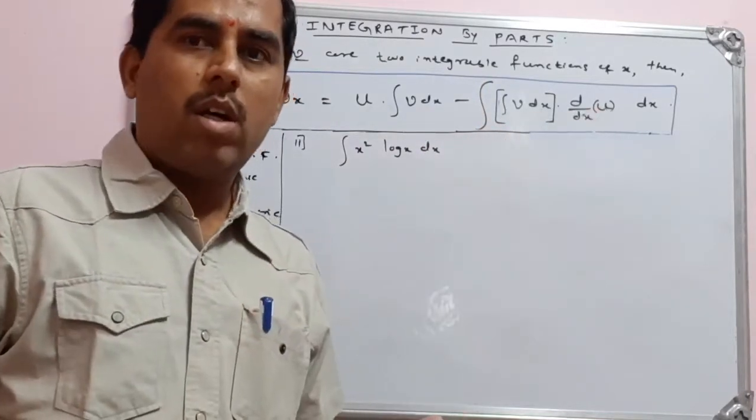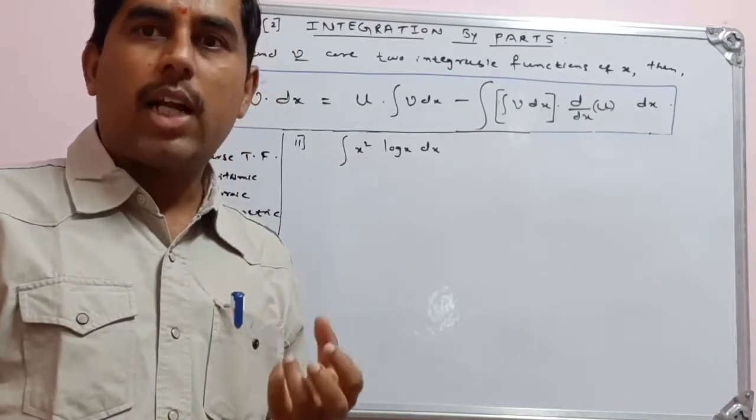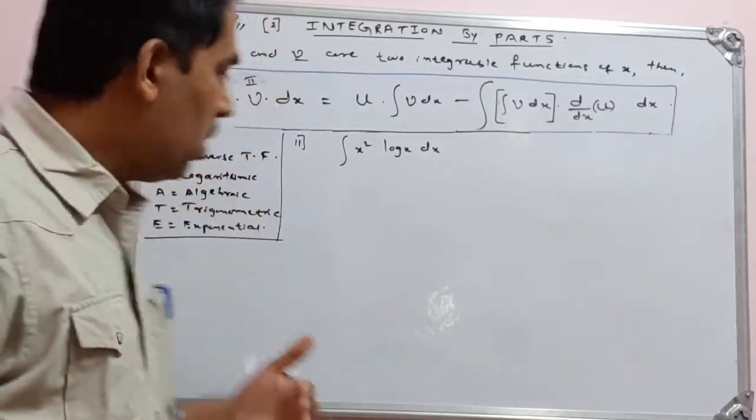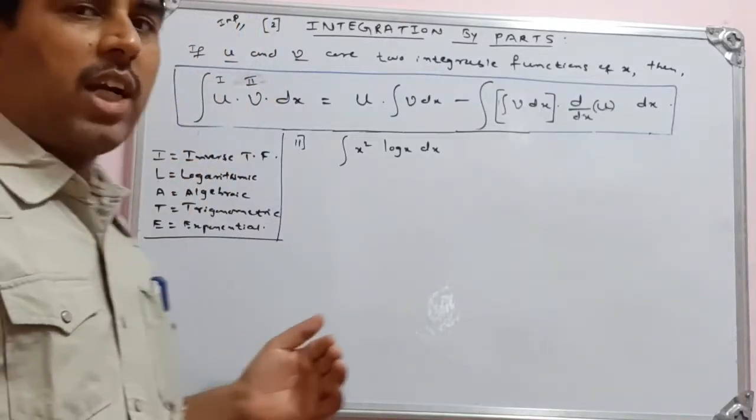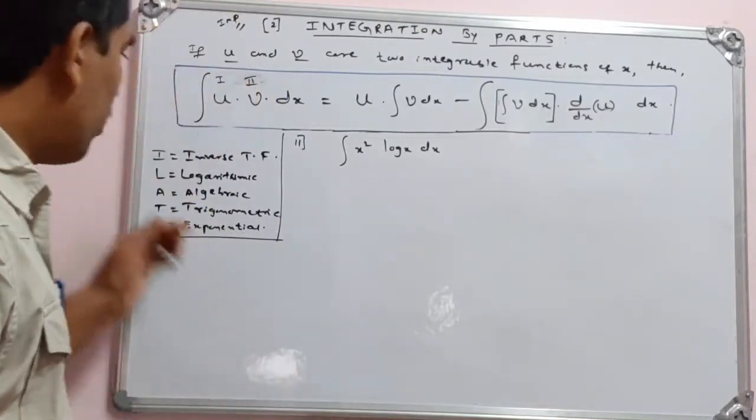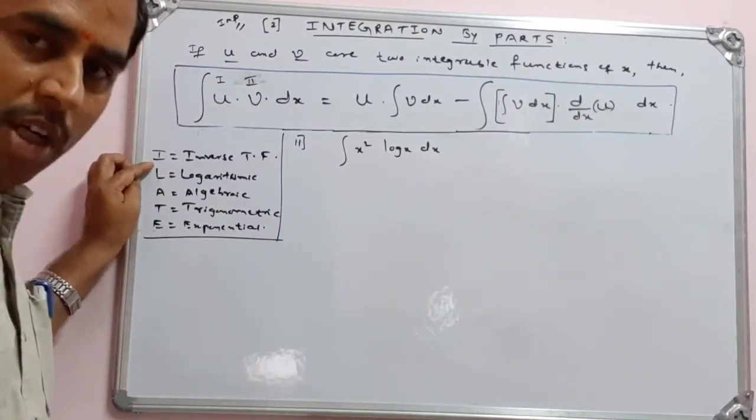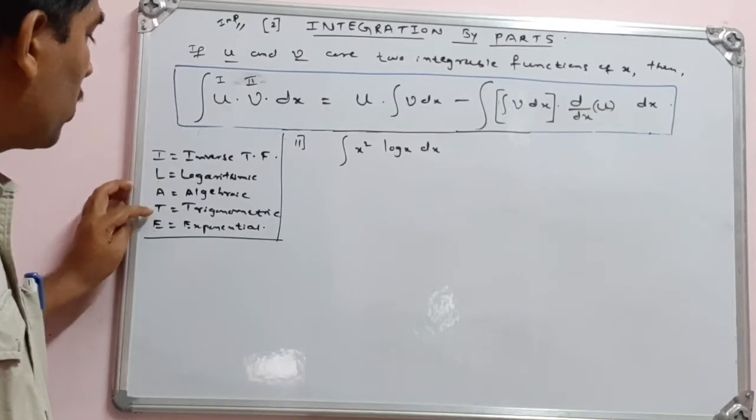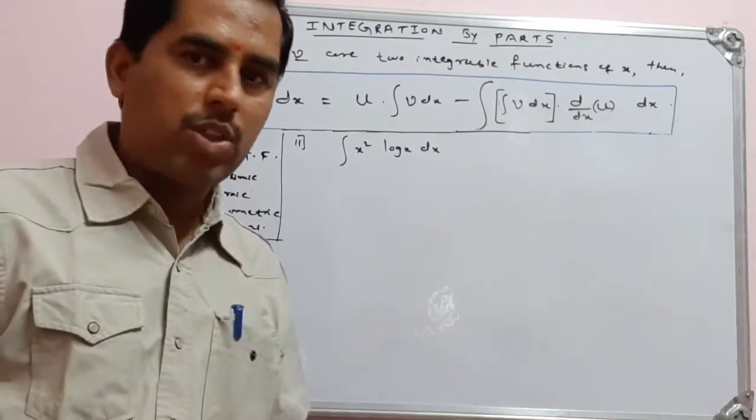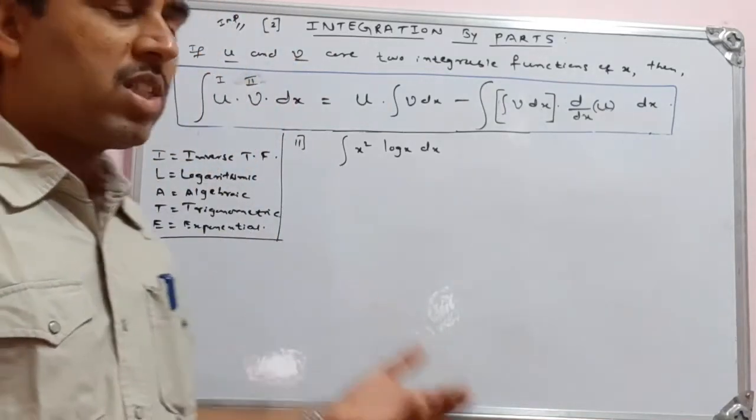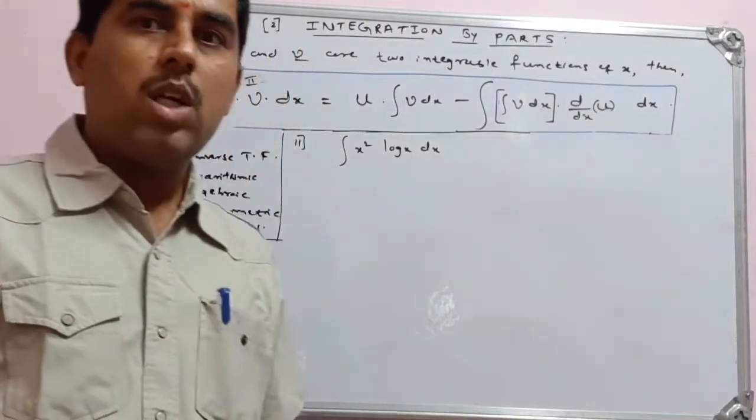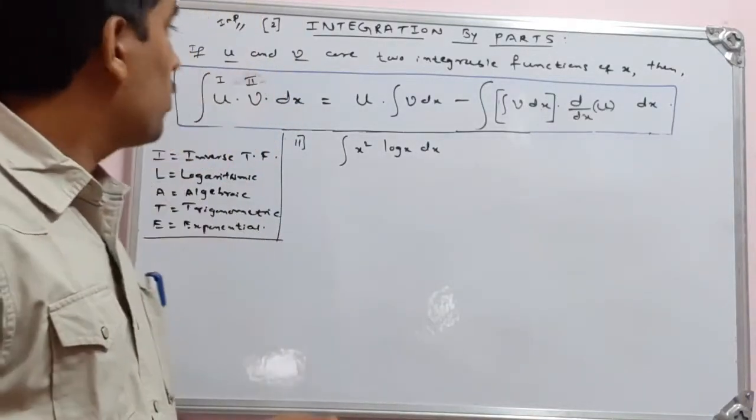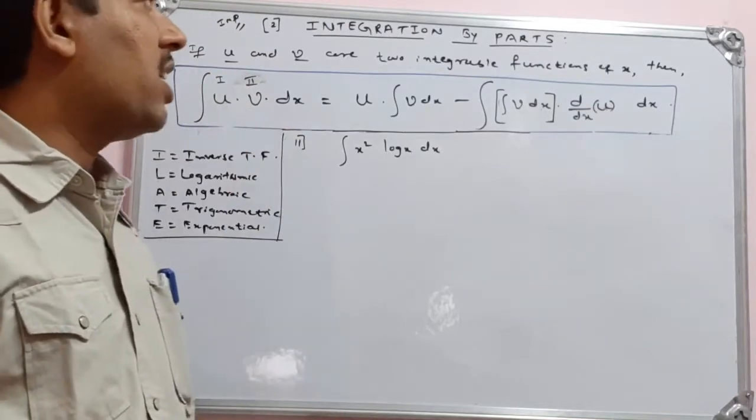Here, how can we select our first function? Preference must be given according to the ILATE rule, so whenever we select the first function, we should be careful. Inverse trigonometric function should come first, then logarithmic function, then algebraic function, then trigonometric function, then exponential function. In the previous video class we had 10 problems, so let us continue to consider some more examples and integrate them by parts.